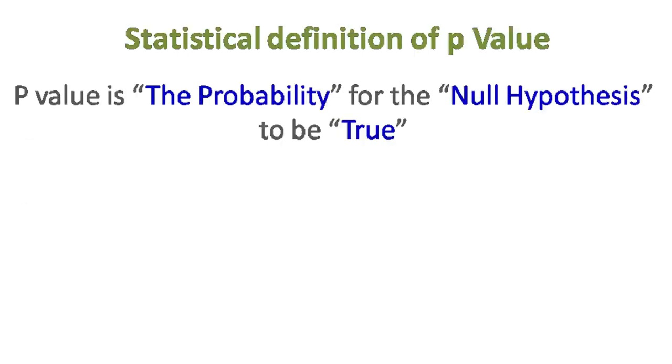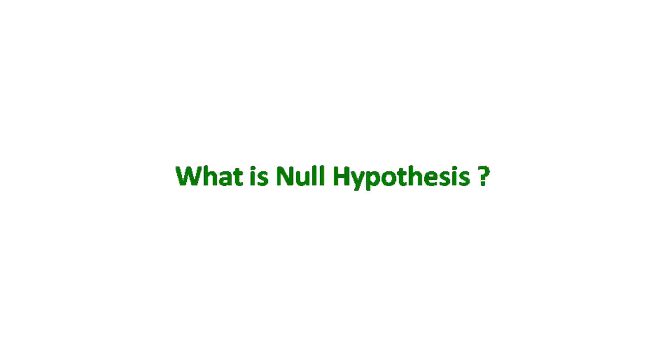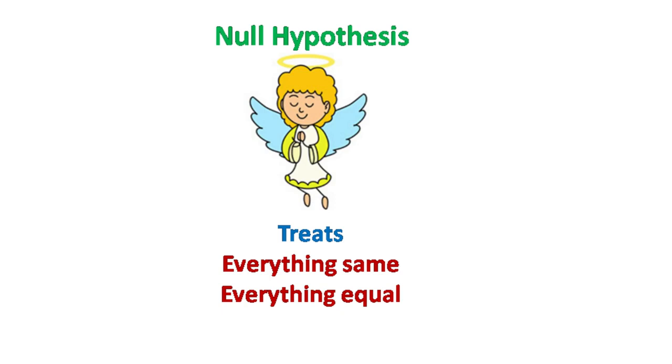Now if we see the statistical definition of p-value, then p-value is the probability value for the null hypothesis to be true. To understand p-value, first we should try to understand the null hypothesis. The null hypothesis is the hypothesis which treats everything the same, everything equal.